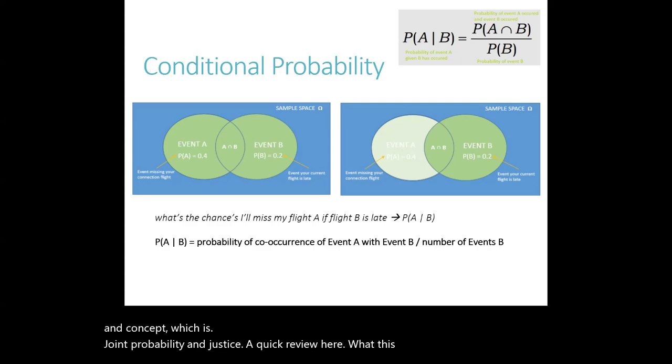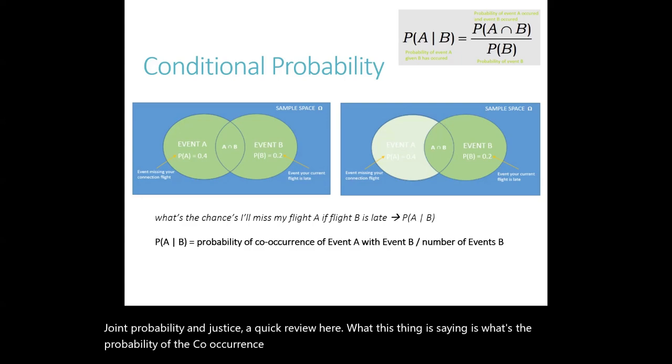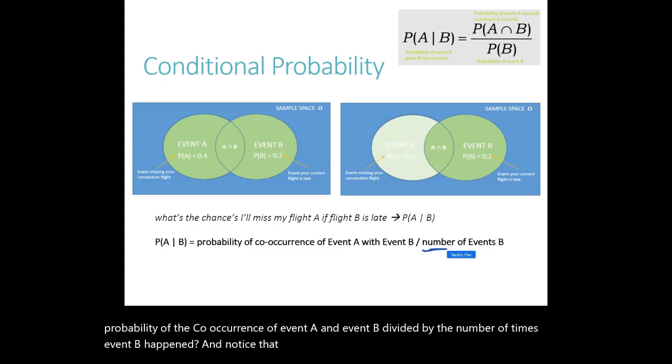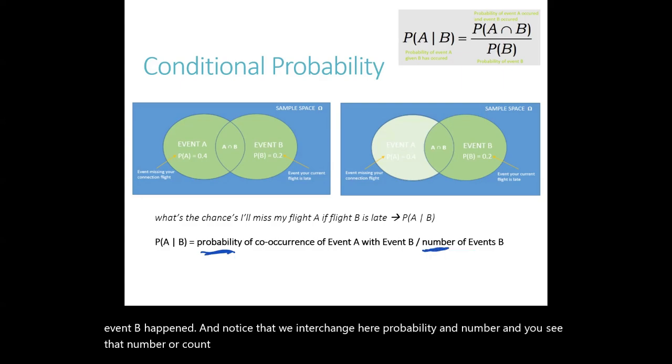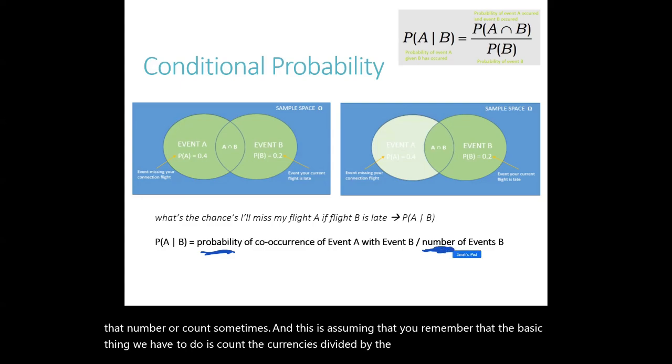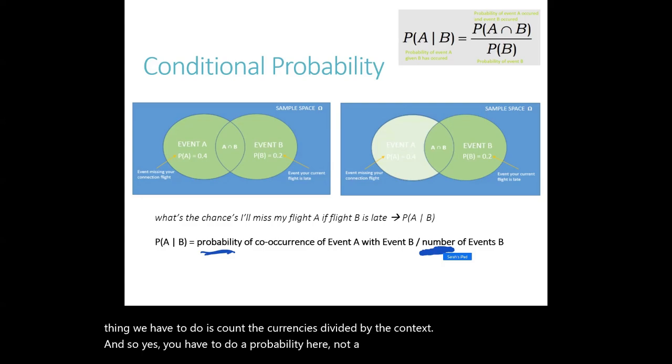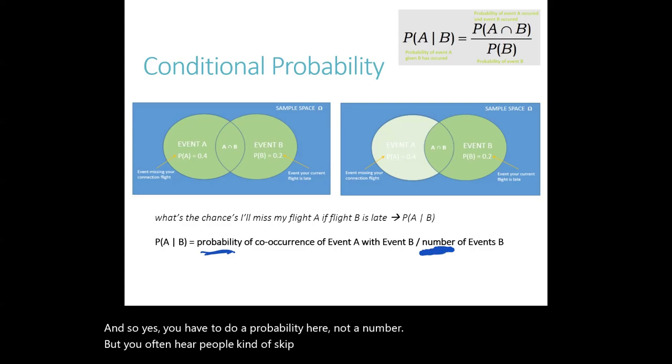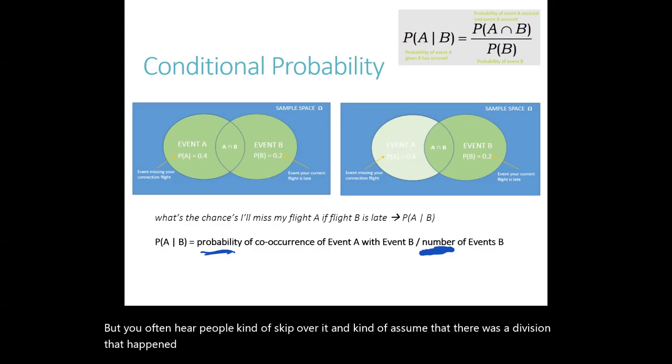What this is saying is: what's the probability of the co-occurrence of event A and event B divided by the number of times event B happened. And notice that we interchange probability and number here, and you see number or count sometimes. This is assuming that you remember that the basic thing we have to do is count the occurrences divided by the context. And so yes, you have to do a probability here, not a number, but you often hear people skip over it and assume that you know that there was a division that happened here. It was counting and then dividing. So just a heads up on that.